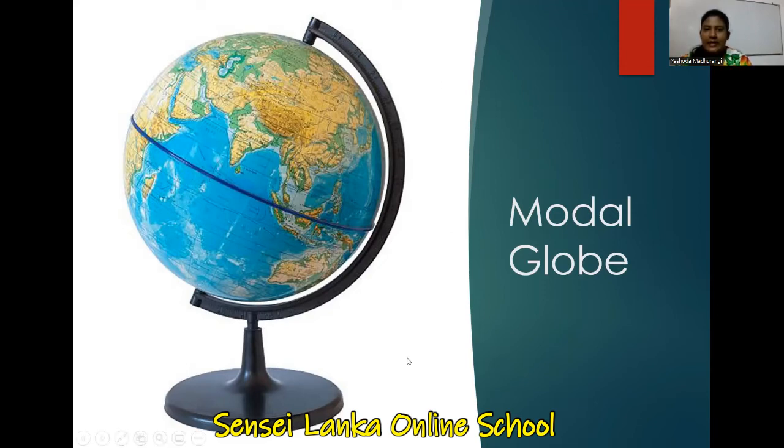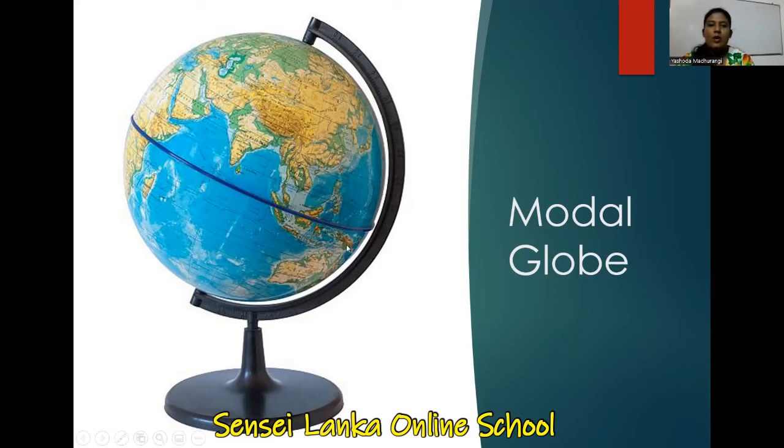So what is this? A model globe. If you go to a bookshop, you can buy them. You can buy model globes. There are very small model globes. There are very big model globes.